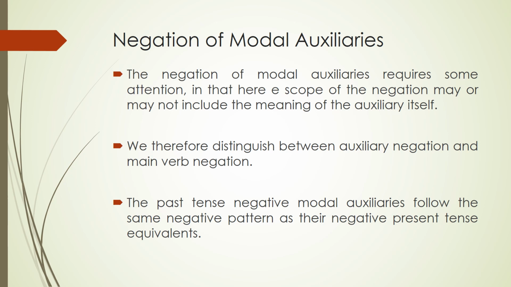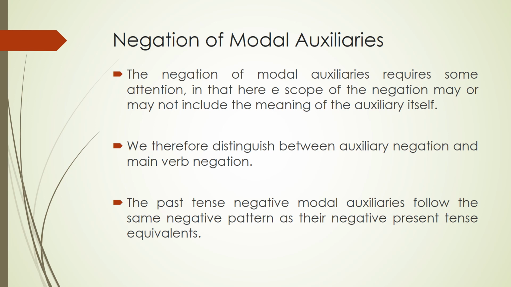Okay, so when I use a modal auxiliary in my sentence, the scope of negation may either include the modal auxiliary itself, okay? So the modal auxiliary can either be within the scope of negation, and in this way it is going to have a negative meaning, or it can be kept outside the scope of negation, and here it is going to have a positive meaning. Is it clear? So please pay attention to this.